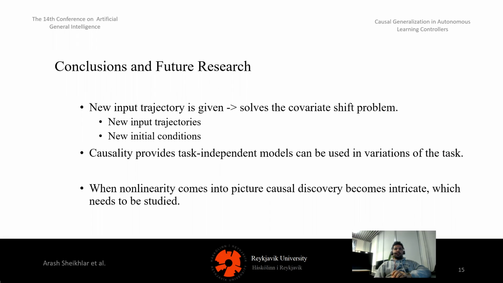And our future research is focused on investigating causal inference in nonlinear settings. And those nonlinearities could be constraints on the observation space, on control inputs, on goals, or on the way the transitions happen from one state to another.